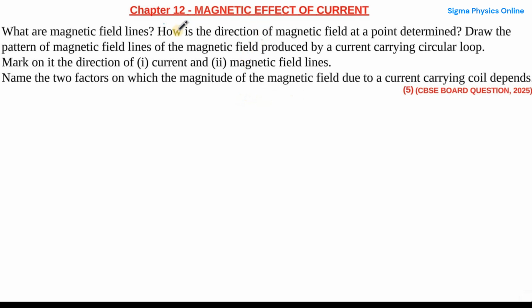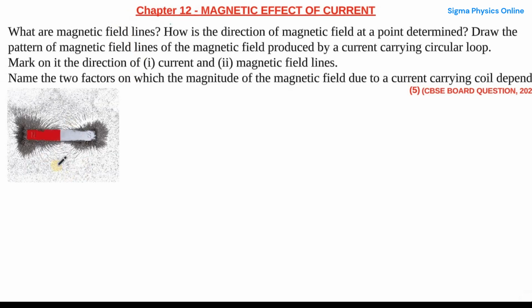Now, before going to discuss the magnetic field lines, let us know what is a magnetic field first. This is the image of some iron filings or iron powder sprinkled on a surface with a magnet in the center. Here, this is the north pole of the magnet and this is the south pole of the magnet. As you can see here, these iron filings have rearranged themselves in a definite pattern around this magnet. This pattern represents the magnetic field around the magnet.